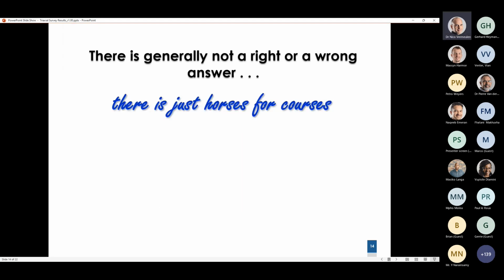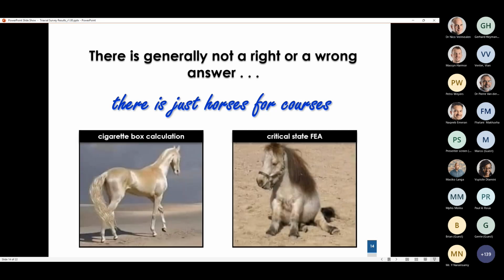All right. In the beginning, I said I wanted to come back to this statement. There's generally not a right or a wrong answer when interpreting the results, but there is horses for courses. And sometimes we require fancy parameters to allow us to do simplified calculations, what I loosely refer to as back of a cigarette box type calculations.